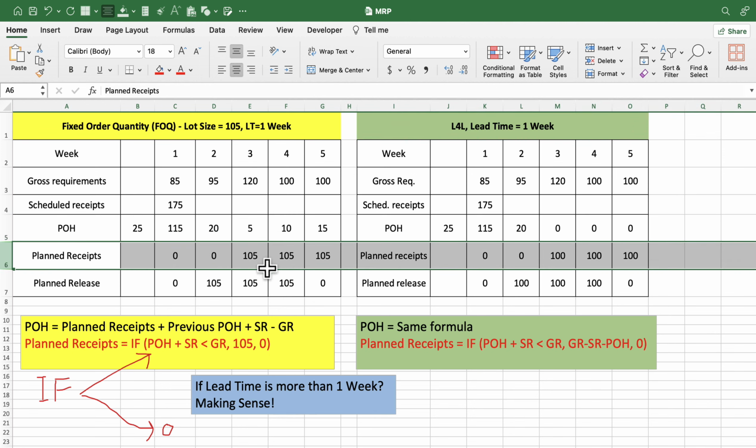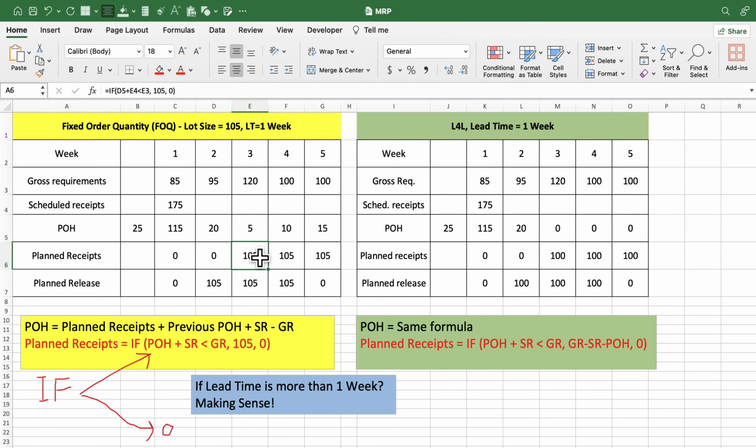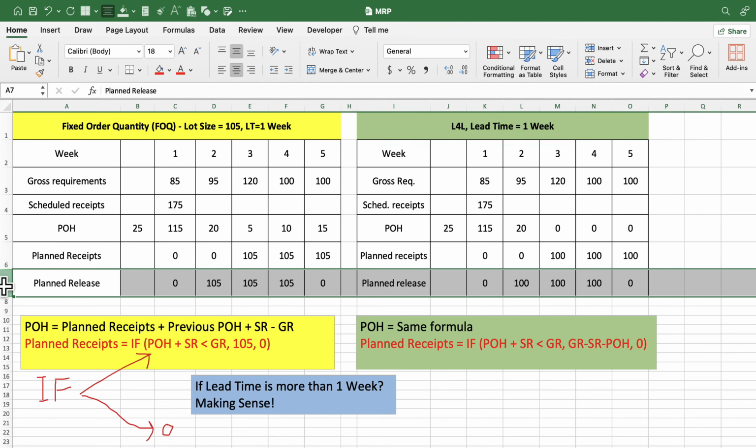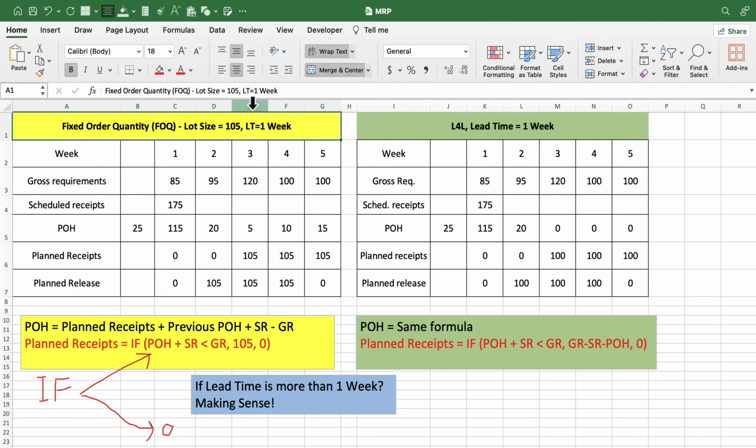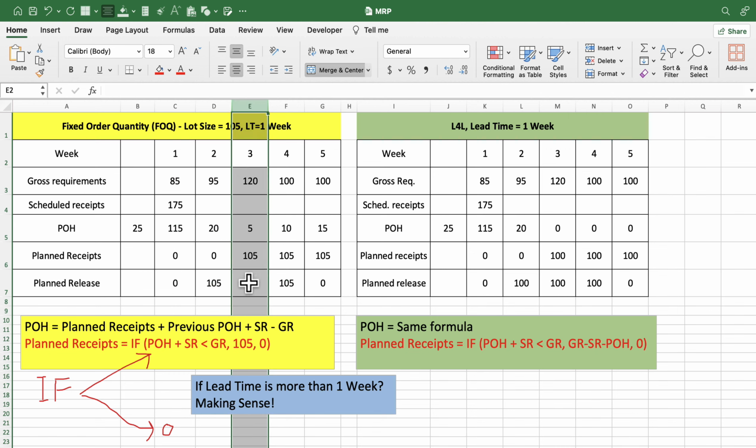And these are planned receipts, which means this is our calculation that we will be needing this much inventory here, here and here, and this is when to place an order. So it says that your first order needs to be placed in week number 2, and that order should be of 105 when you are using this strategy, that fixed order quantity. Similarly, your next order should be placed in week number 3, and the order size will be 105, and the third order should be placed in week number 4, and that order size will be 105 when using fixed order quantity.